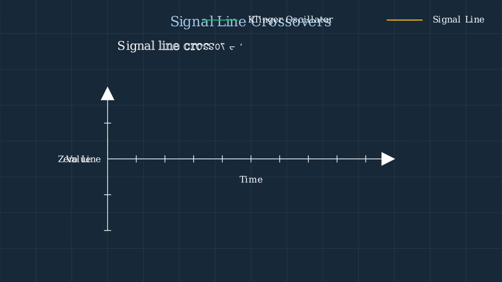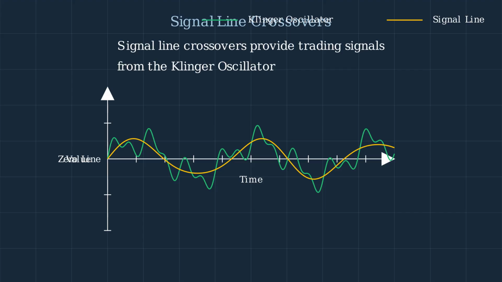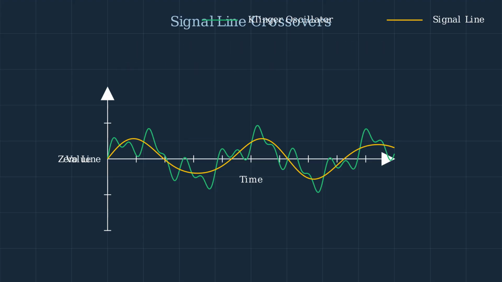Signal line crossovers are one of the primary trading signals from the Klinger oscillator. These occur when the oscillator line crosses above or below its signal line. The Klinger oscillator, shown in green, is more responsive to price and volume changes. The signal line, shown in gold, is a smoothed version of the oscillator, making crossovers significant events.